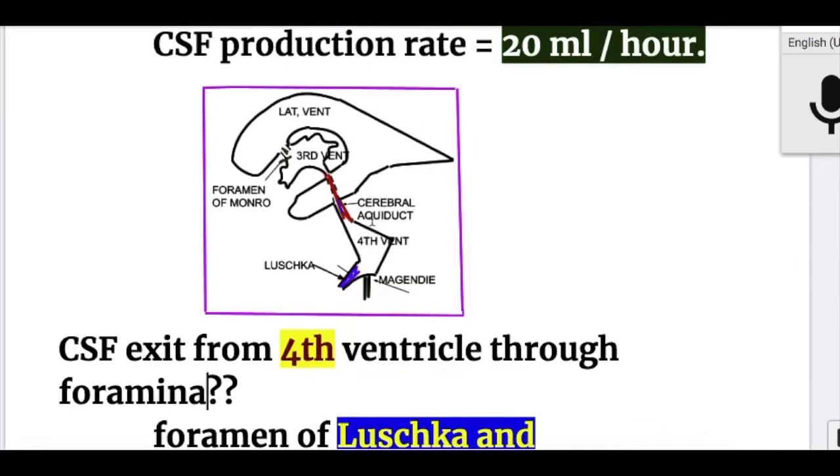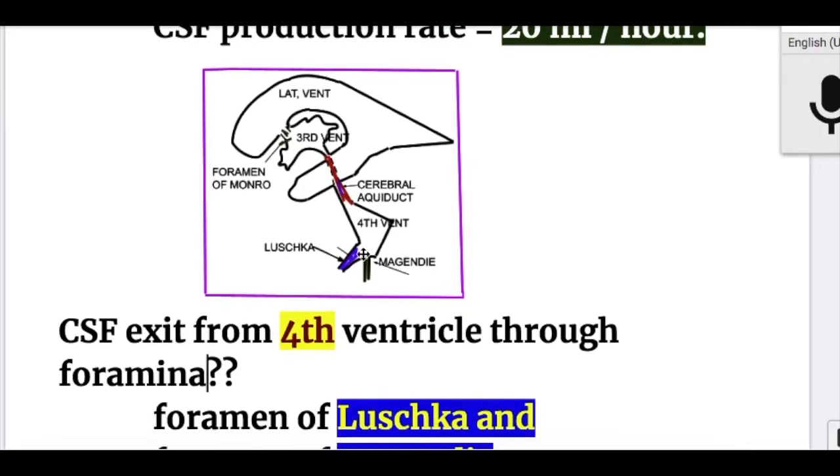The fourth ventricle has three openings: the cerebral aqueduct, which connects it to the third ventricle. So the fluid formed in the lateral ventricle comes into the third ventricle through the foramen of Monroe, and then from the third ventricle through the cerebral aqueduct into the fourth ventricle, and then it goes into the subarachnoid space through the foramina of Luschka, laterally, which are two in number, and the foramen of Magendie, which is one, into the subarachnoid space.